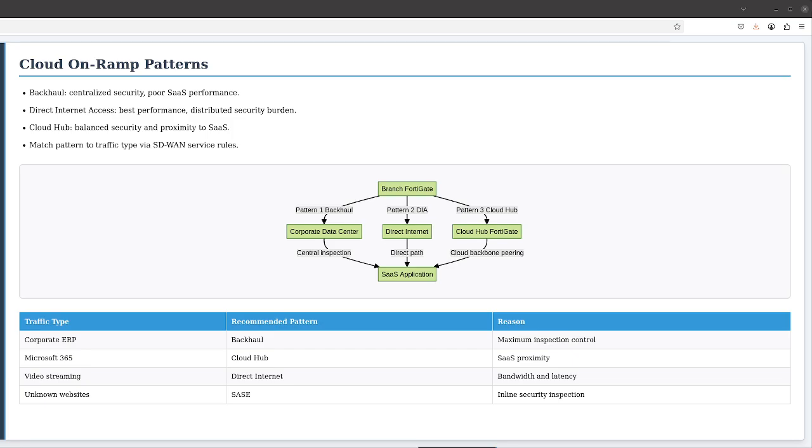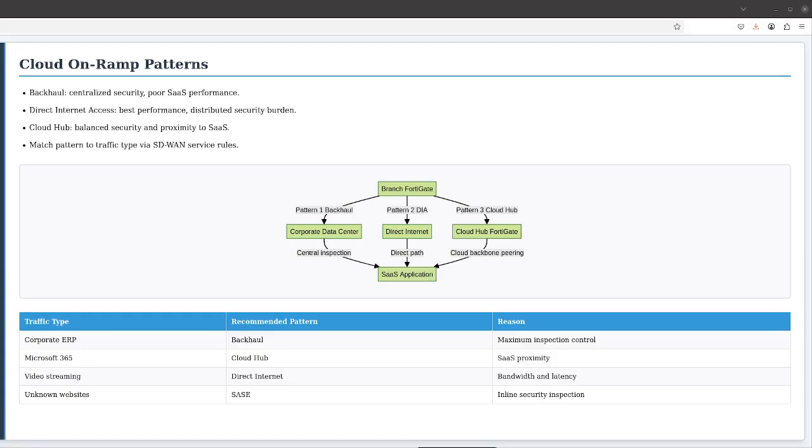The key decision is matching the pattern to the traffic type. Trusted corporate traffic like enterprise resource planning or sensitive databases should use the backhaul pattern because security matters more than latency. High-volume video traffic like YouTube or Zoom should use direct internet access because the overlay adds no value but adds latency. Software-as-a-service applications like Microsoft 365 or Salesforce should use cloud on-ramp because they live in the cloud and benefit from the cloud hub being close to them.